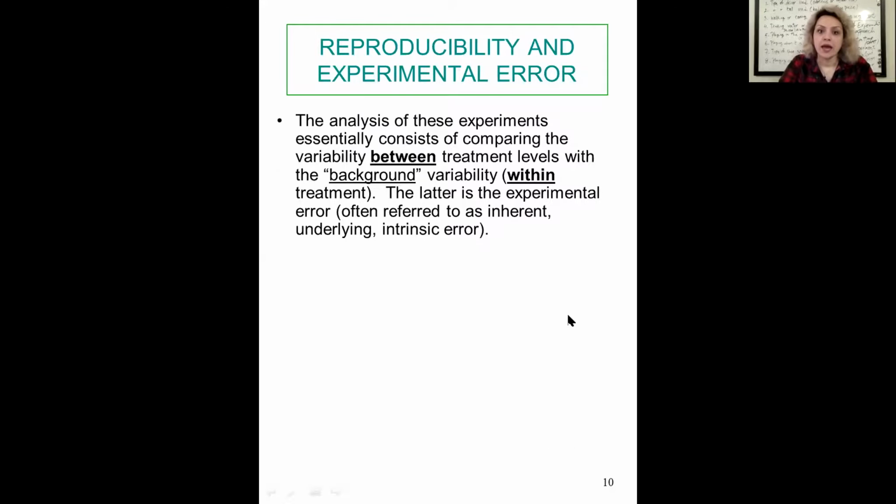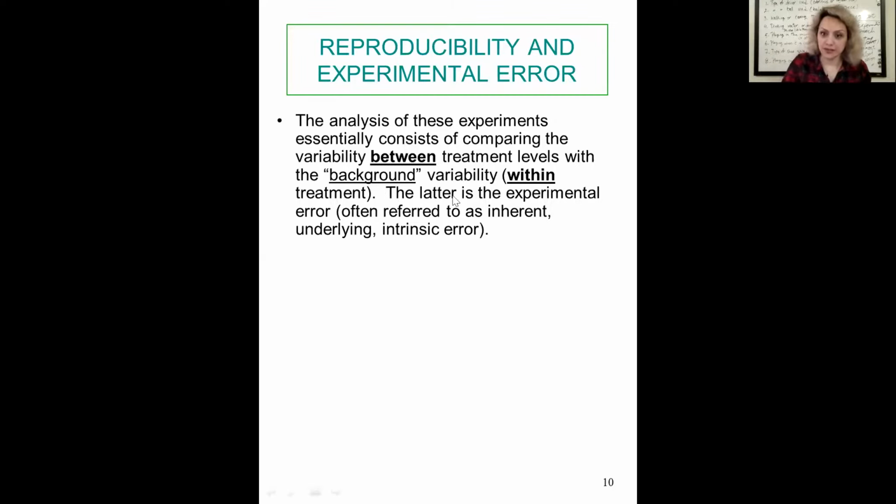Okay. The analysis of this experiment essentially consists of comparing the variability between treatment levels with the background variability, which is the variability within treatments. When we say between treatments, it's like I have treatment number 1, 2, 3, so what's going to happen between them? Like between apple and pear, right? But within treatments, it's what's happening inside them, like within a short period of time.